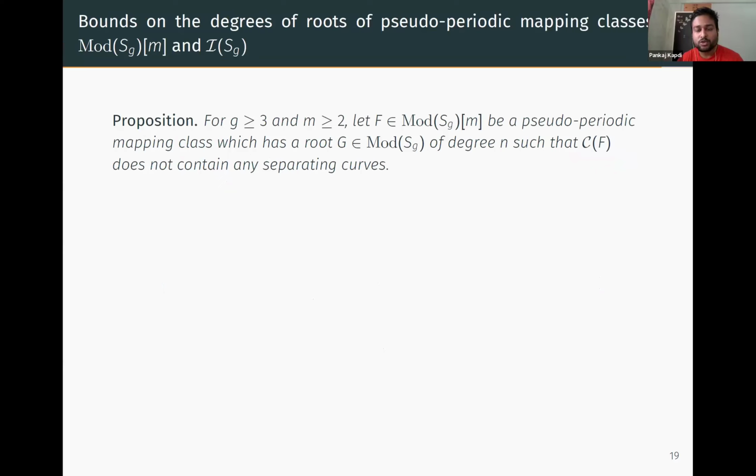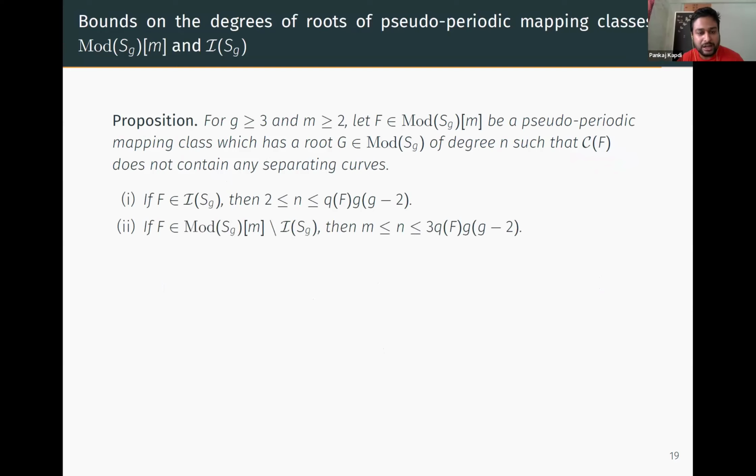So if you take a pseudo-periodic mapping class from the congruence subgroup, and it has some roots of degree n, and I'm assuming that the canonical reduction system does not contain any separating curves, because the highest degree is already realized by roots of separating curves. In that case, if this mapping class lies in the Torelli group, then the highest degree is g times (g minus 2) times this QF. And if it lies in the level M but not in the Torelli group, then the highest degree increases. It is 3 times QF times (g minus 2).